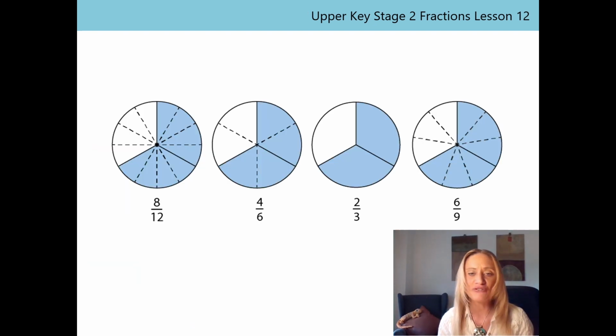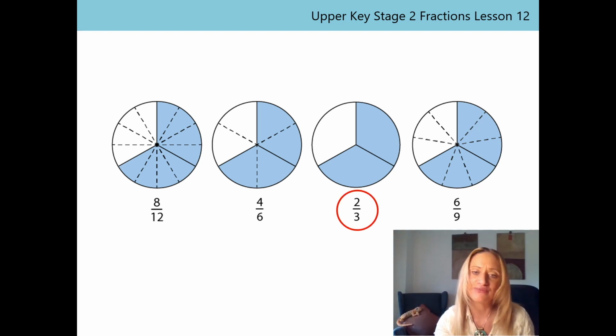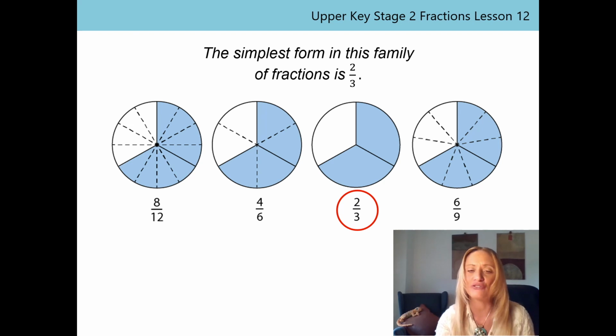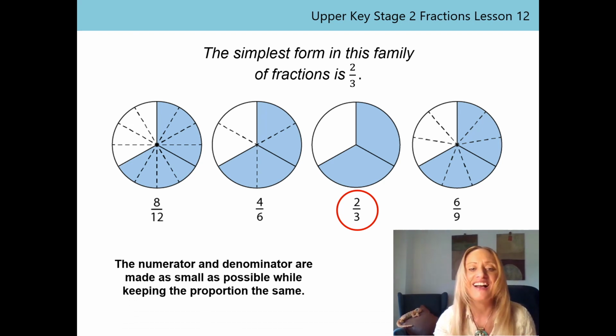Can you tell me what the simplest form is in this family of equivalent fractions? Yes, that's right. The simplest form is 2/3. Fantastic. Why is it 2/3? Can you tell me using the stem sentence that we looked at? So 2/3 is the simplest form in this family of fractions because the numerator and denominator are made as small as possible while keeping the proportion the same. And we can see, can't we, that 2/3 is the same proportion of the whole. So these are equivalent fractions. Well done.